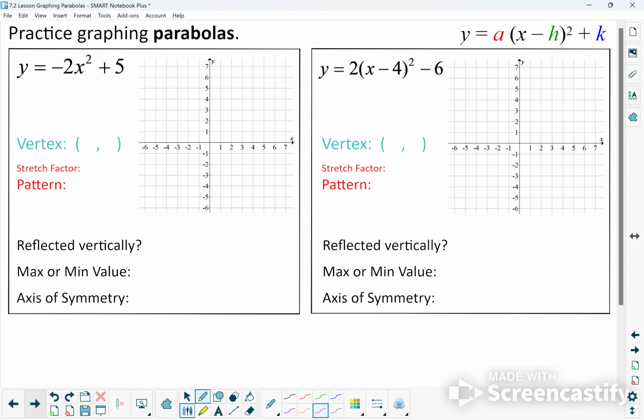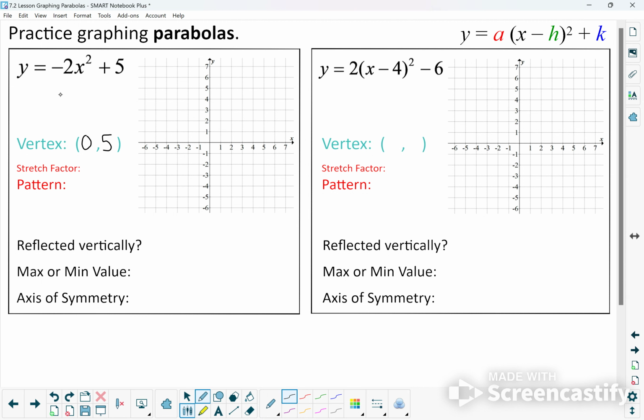Okay, let's try a couple more. Both of these have stretches, so we'll see how a stretch of negative 2 and a stretch of positive 2 affect our parabola. So for our first function here, y equals negative 2x squared plus 5, you'll notice that that x is not really even in parentheses. We don't have any shifting to the left or right for our vertex. The vertex is at 0, 5.